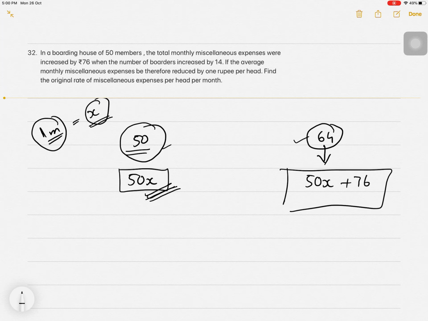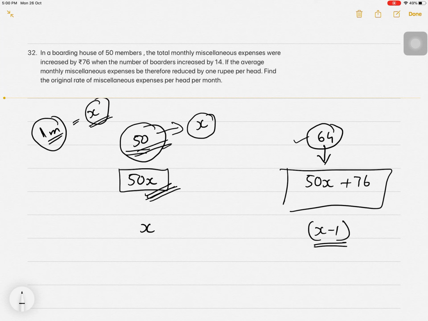If the average monthly miscellaneous expenses be therefore reduced by 1 rupee per head. Okay. So now when there were 50 members, expense was X per member. Now when there are 64 members, the expense is X minus 1 for one member.